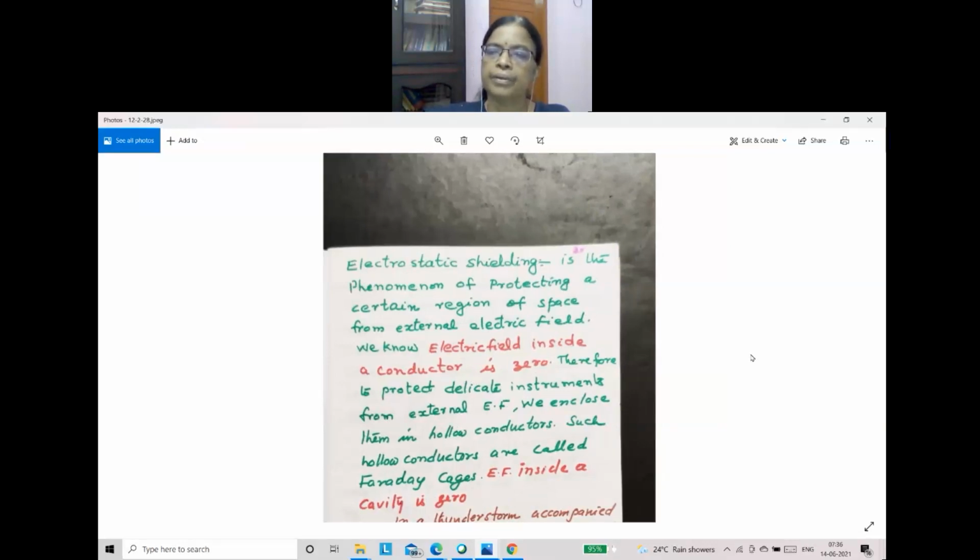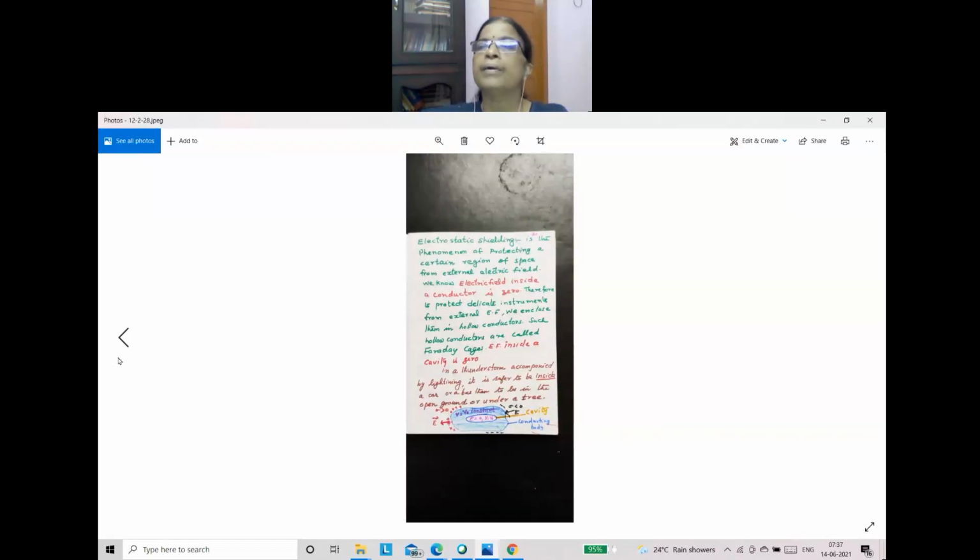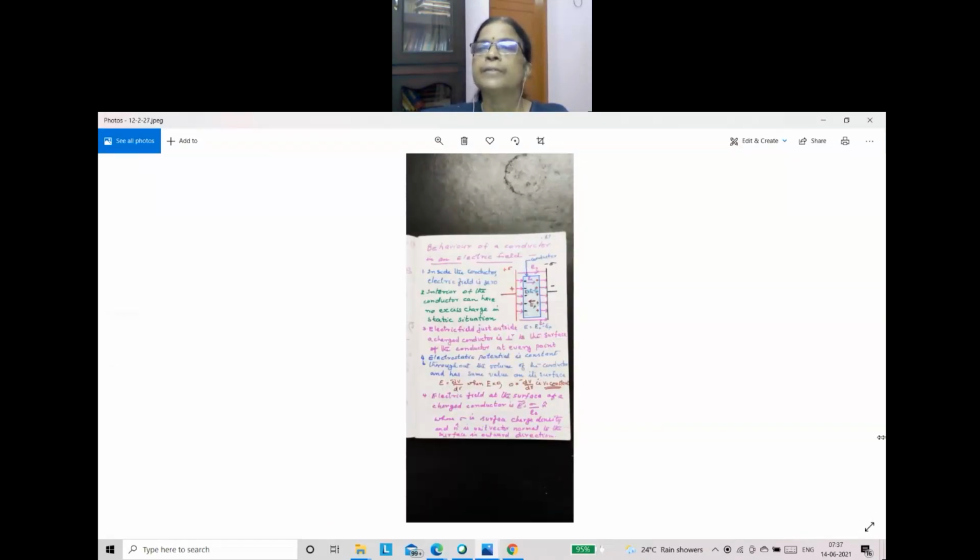Let me ask a question, whether you understood or not. That idea I will get only when I get the answer, children. So what are the properties of a conductor when it is kept in a uniform electric field? First question, how will you produce a uniform electric field? Gautam, how will you produce a uniform electric field?